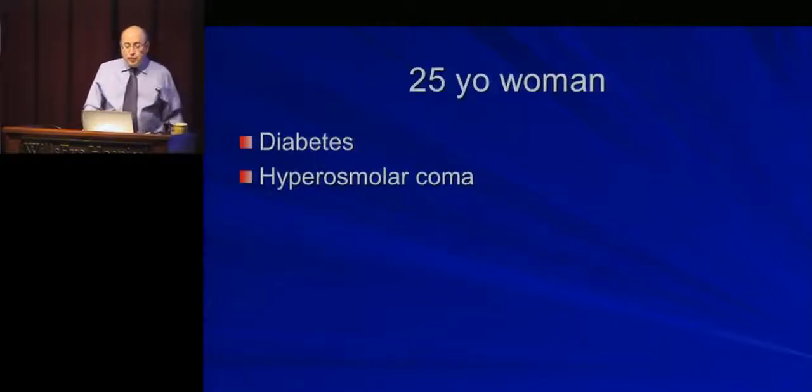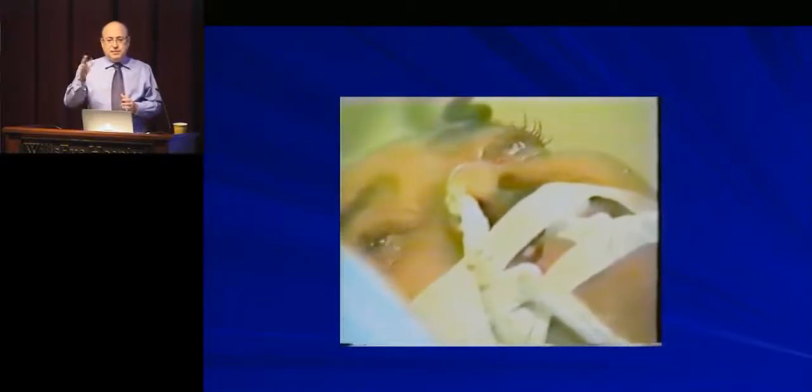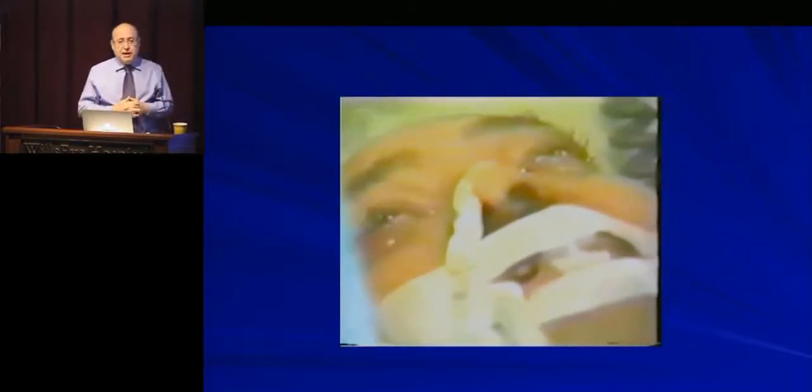So here's a 25-year-old woman with diabetes and hyperosmolar coma, and we saw her in the ICU, and every so often her eyes would just flutter back and forth. So these are rapid saccades without any interval, little bursts of flutter. So it's no different than nystagmus. It's not rhythmic. There's no slow component. It's just a flutter of saccades. And this lady improved when she came out of her hyperosmolar coma.